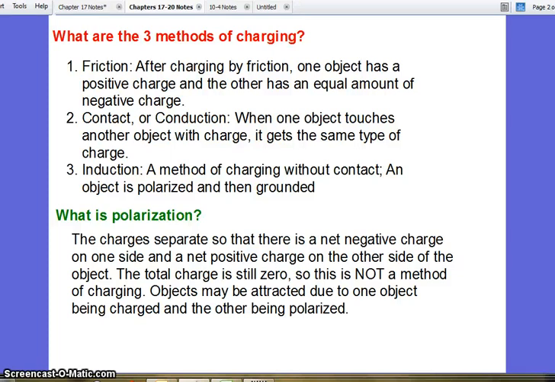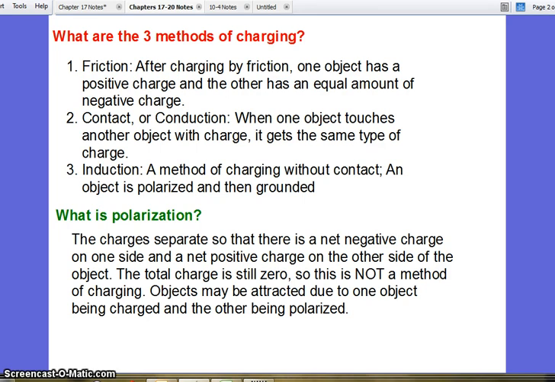There's two types of charge that we discussed already. There's the proton, which is positive charge, and the electron, which is negative charge. Now the question is, how do we give something a net charge? How do we take something and make sure it has an overall positive charge, or make sure it has an overall negative charge? And there's three ways to give an object a charge.